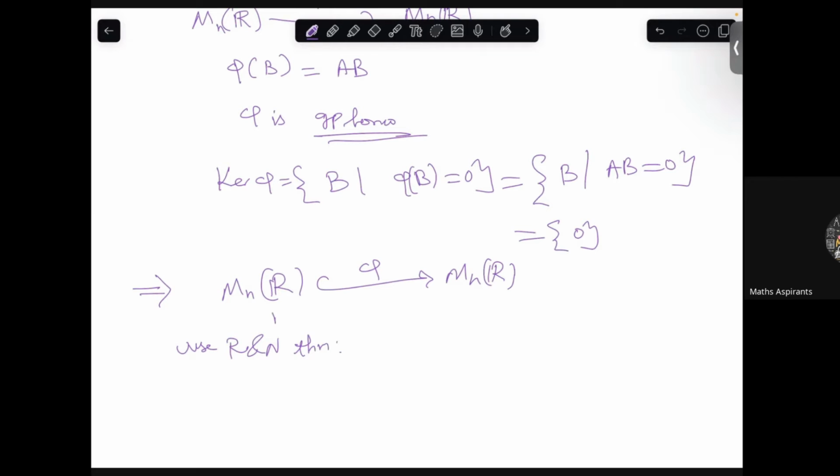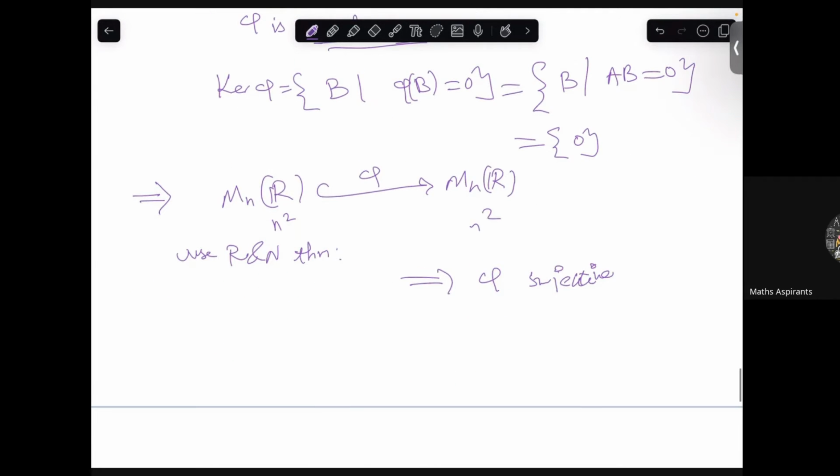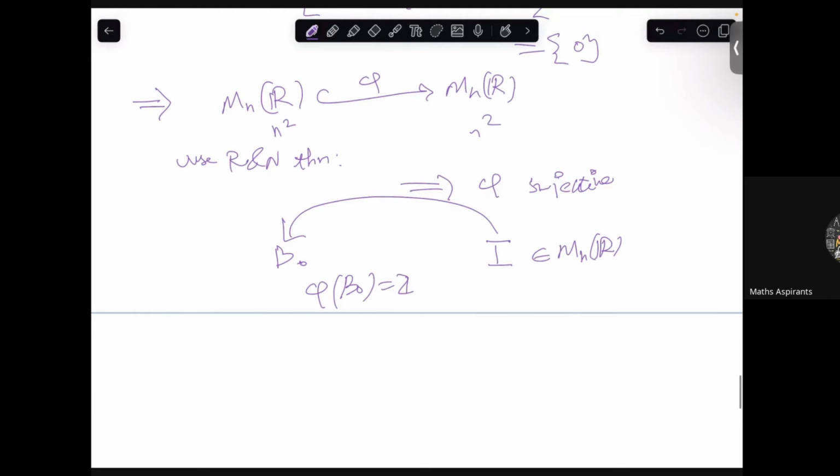Rank-nullity theorem says that n squared. So phi must be surjective. And if surjective, same idea: the identity is here in the codomain. It has a pre-image. So there's some B naught such that phi of B naught must be the identity. And what is phi of B naught? A B naught must be the identity. So A has a right inverse.